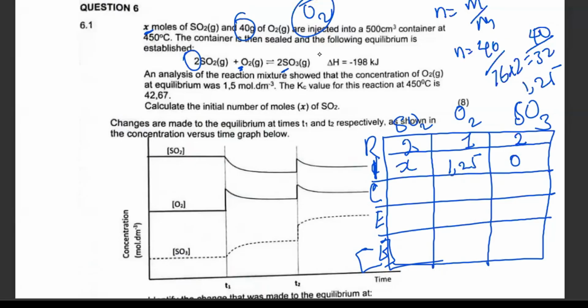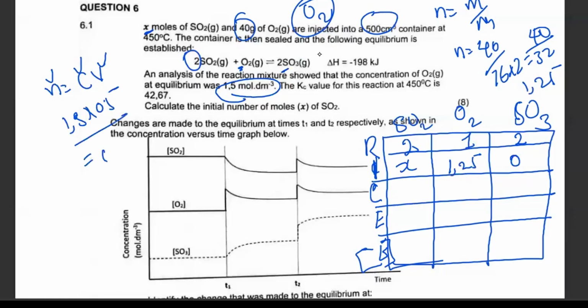But they say here that this is the concentration. Remember, number of moles is equal to concentration times volume. I don't know the number of moles, but I know the concentration and I know the volume. The volume was given here. Therefore, 1.5 times 0.5, which gives me 0.75. It means that those are the number of moles which were there at equilibrium. Therefore, 0.75, and this was the concentration they talked about. So the difference between the two will give me the change, what they used.